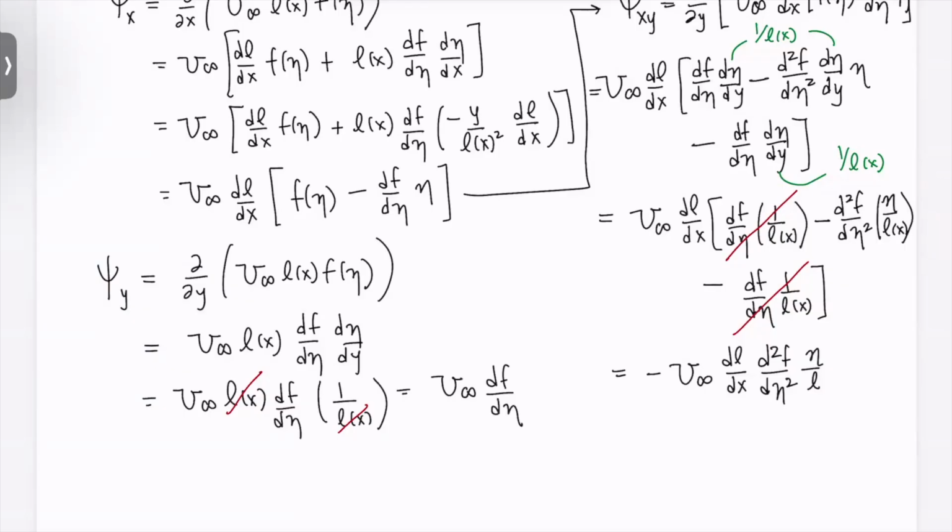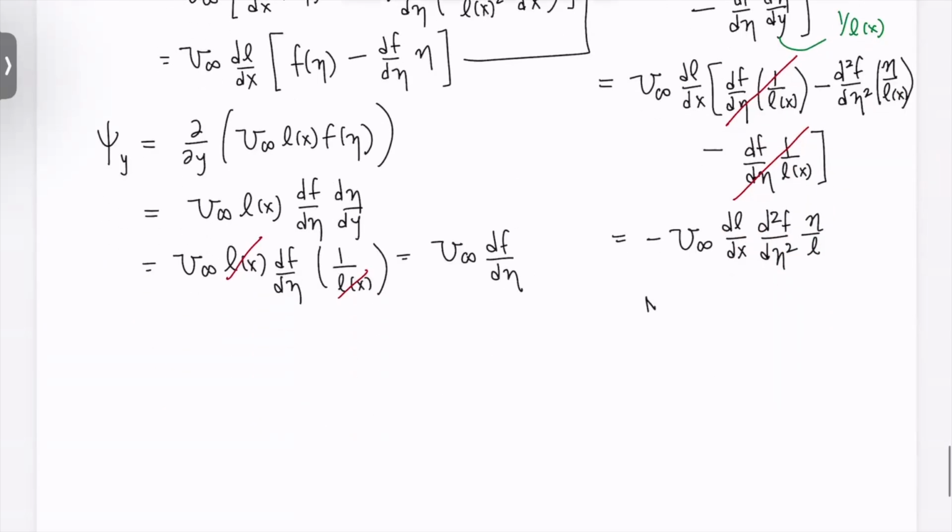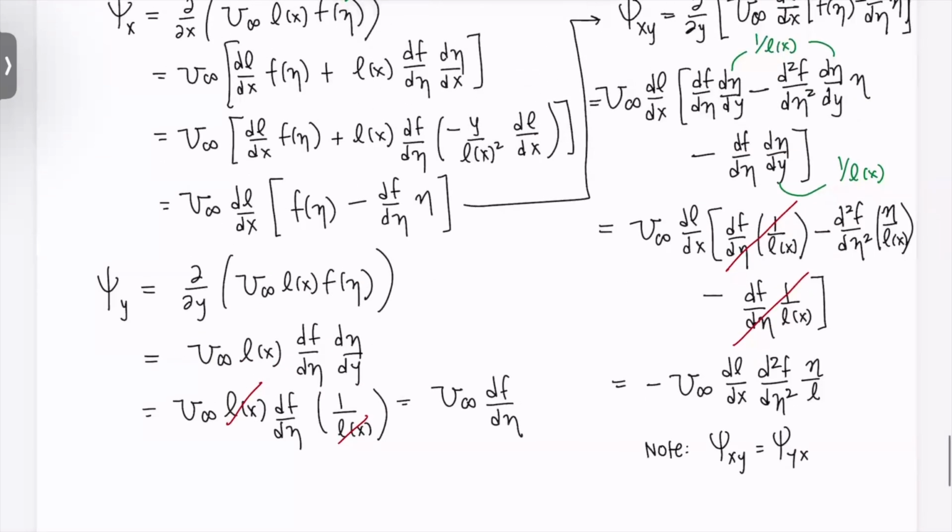Okay, and note psi xy is equal to psi yx because we're assuming that the stream function is smooth and continuously differentiable. Okay, so let me just put a little divider in here. So we have that. Lovely.